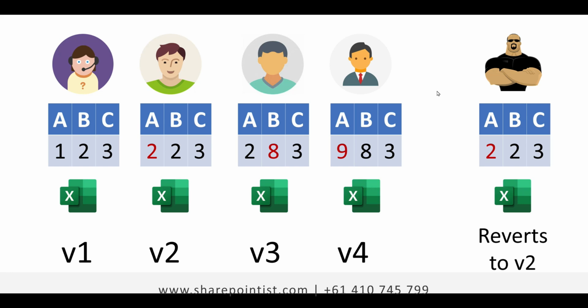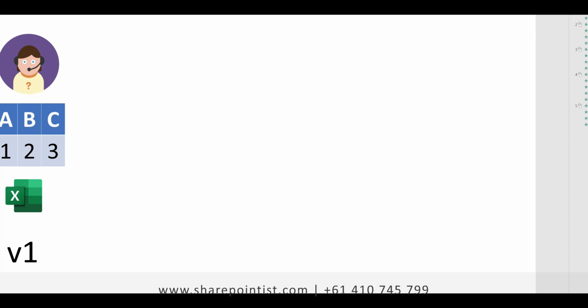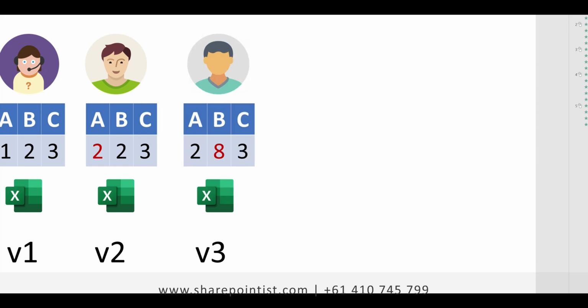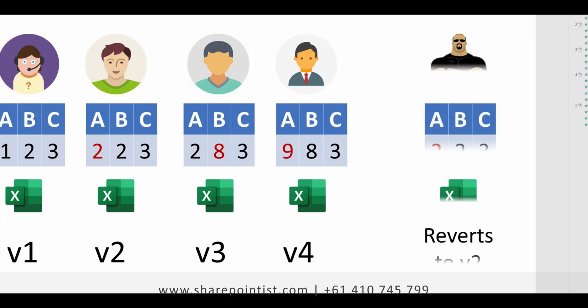But now let's have a look at this scenario. User A updates some data in an Excel, rather creates it, making it version 1. User 2 opens up the file and updates it, making it version 2. User 3 again opens up the same Excel file and updates it. Then user 4 does the same thing, making it version 4.